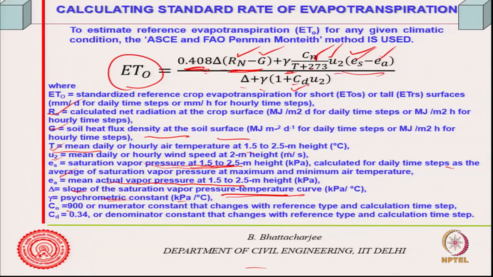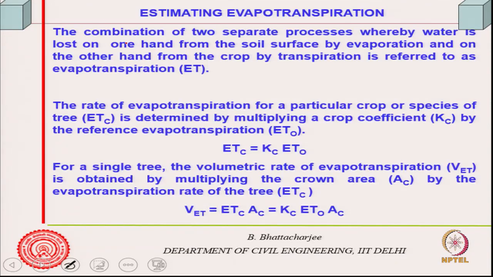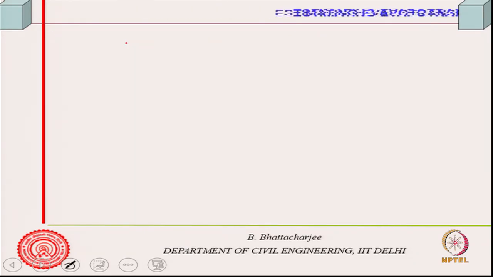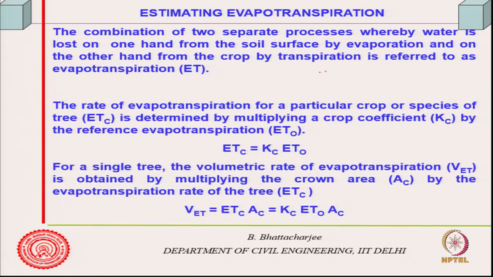And these values can be for an ideal condition or can be some other values. So you see, one can find out the ET0, then the K values are available in a table. So these are separate processes whereby water is lost on one hand from the soil surface by evaporation and on the other hand from the crop by transpiration, that is what it is, and this is Kc.